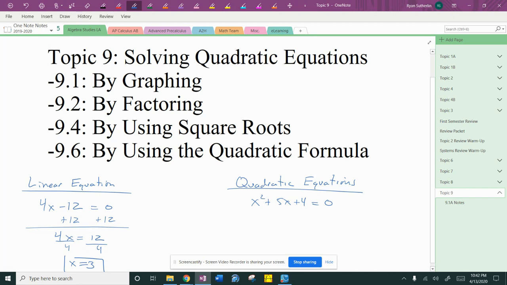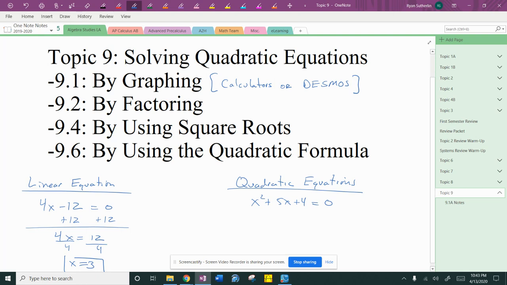And so throughout this chapter, there are 4 ways we're going to work on solving quadratic equations. The first section we're going to do is by graphing. And with graphing, we are going to use technology. And so you are allowed to use your calculators for this. Or if you don't have your calculator or the batteries there or something, you can always use Desmos on the computer. Just go to desmos.com.